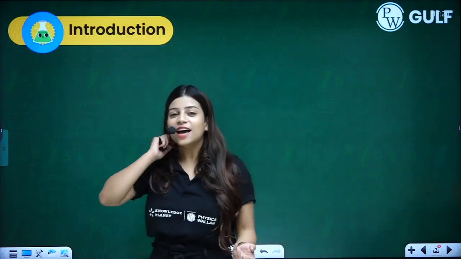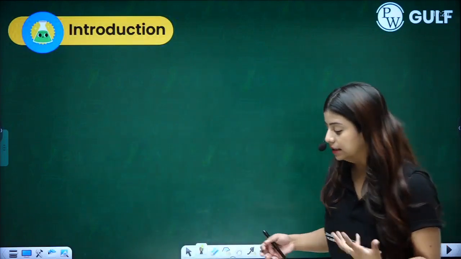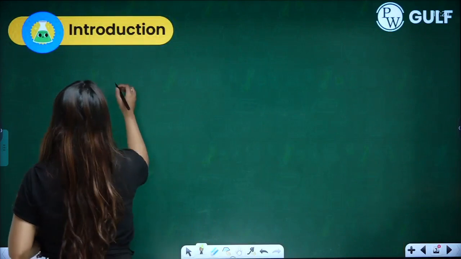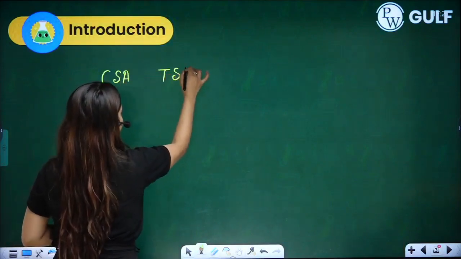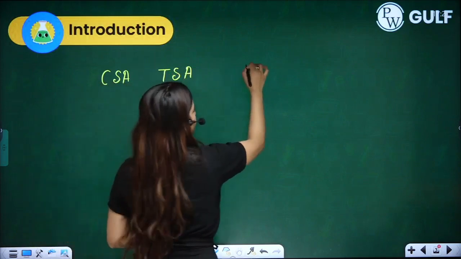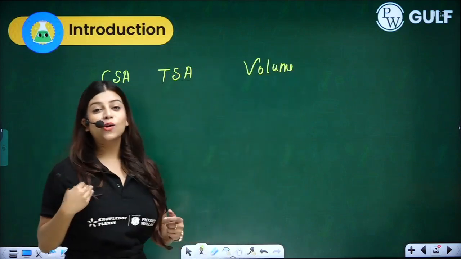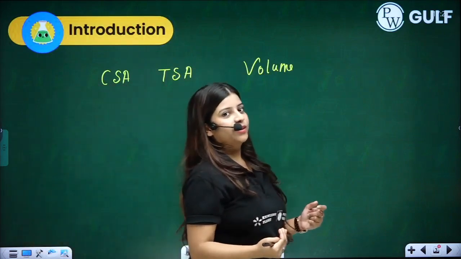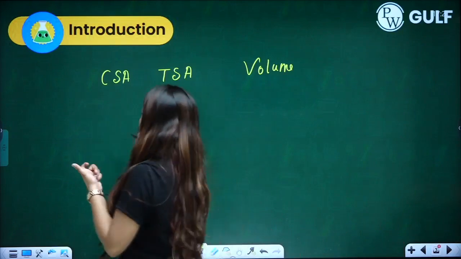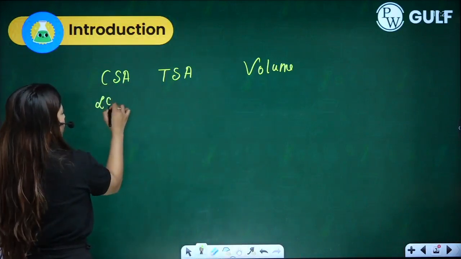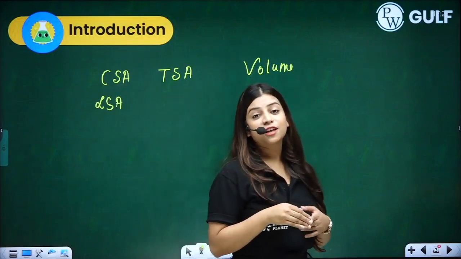So let's start by reading some of the particular things that we have already learned in this chapter. So let's start with the CSA, TSA, and your volume, right? These are the three different things, students, that we are going to learn in this particular chapter. So when we talk about the CSA, or let me say LSA, what is the full form, right? CSA means curved surface area.